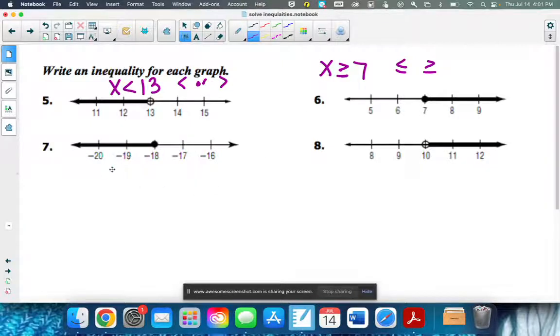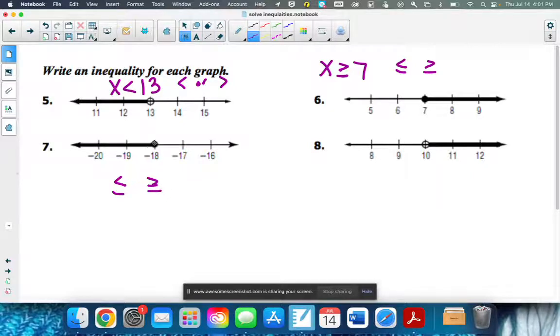And I know some teachers used to tell you the gator eats the bigger number. It works the same way. The pointy end goes toward the smaller number. The open mouth goes towards the bigger. Okay, closed circle again. That means less than or equal to, greater than or equal to.